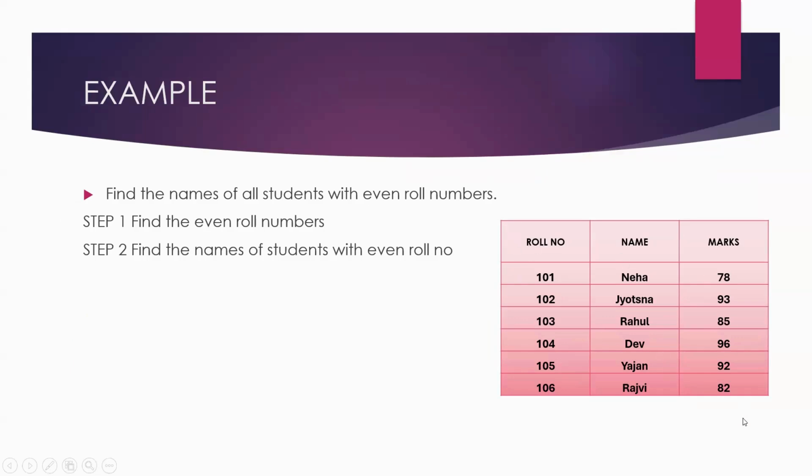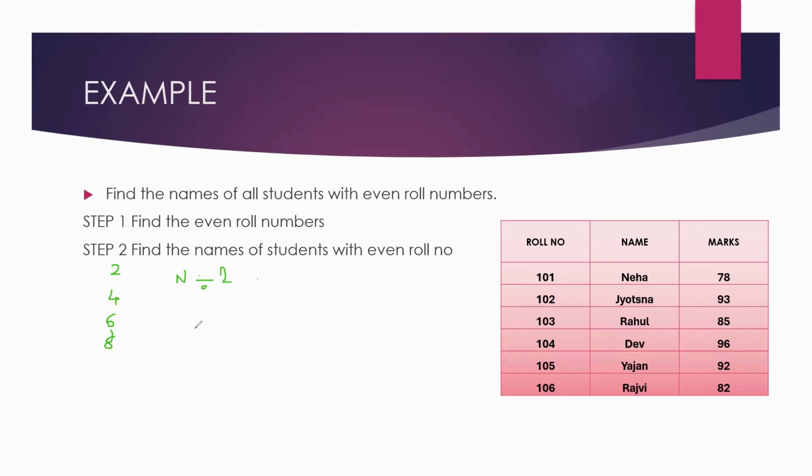Roll number, name, and marks are given. Now we are going to find the even roll numbers. Even roll numbers means numbers like 2, 4, 6, 8. The numbers which can be divided by 2 are known as even numbers, right? The numbers which come in the table of 2 are known as even numbers.